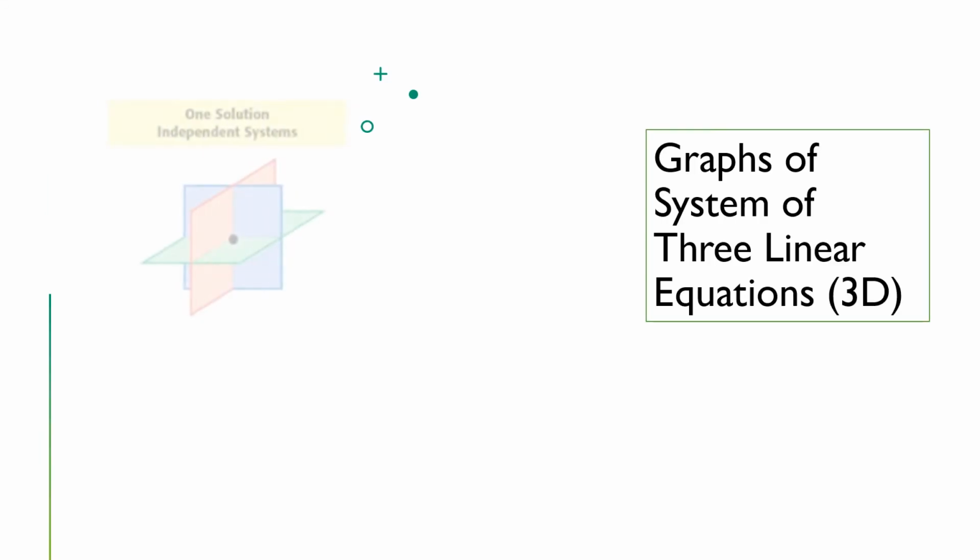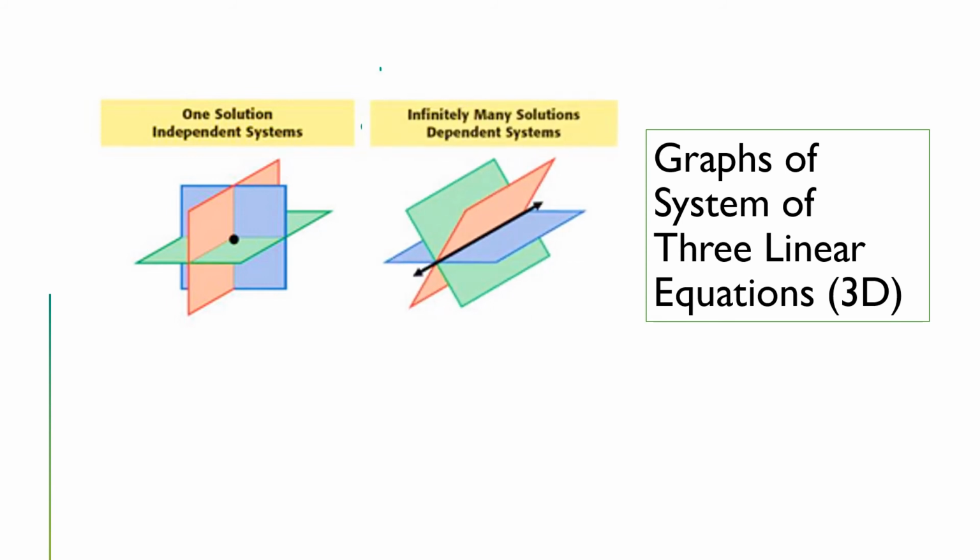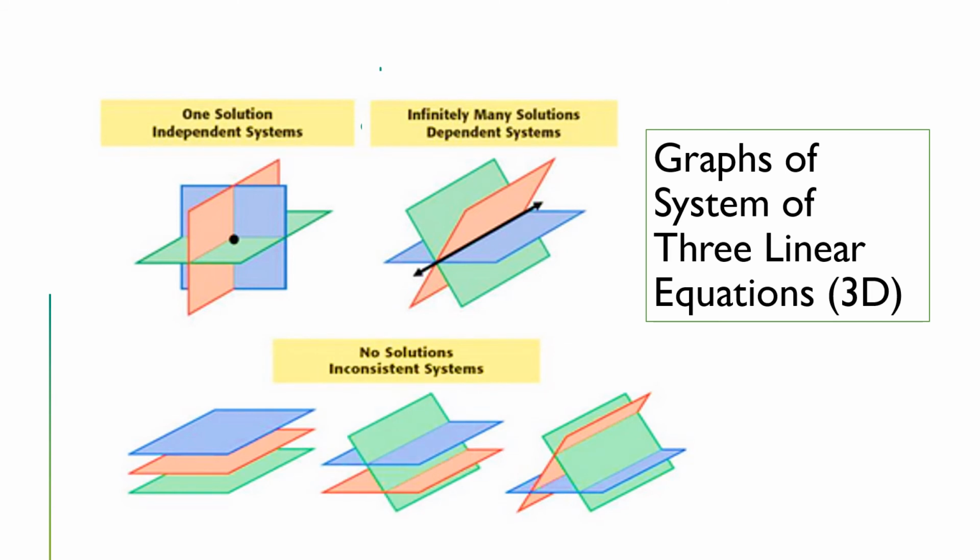In the graphs, where the planes intersect at one point, we have one solution, an independent system, or infinitely many solutions, a dependent system, or no solution, an inconsistent system, where two planes intersect or the three planes are parallel. And keep in mind, when three planes intersect, they can intersect at one point, where we have one solution, or at a line, where we have many solutions.